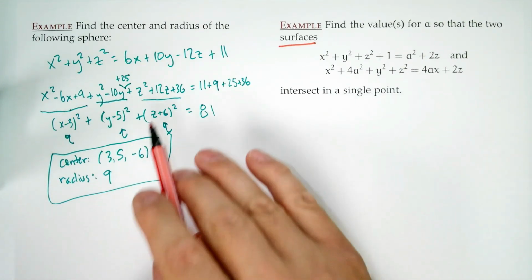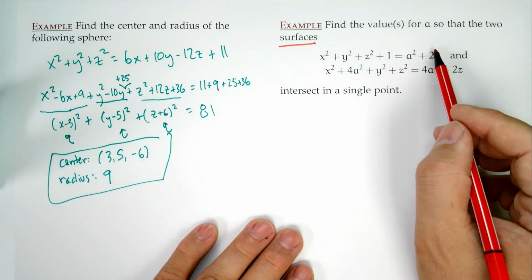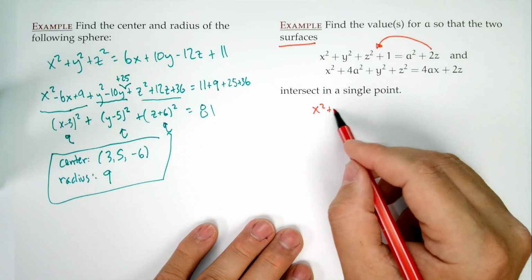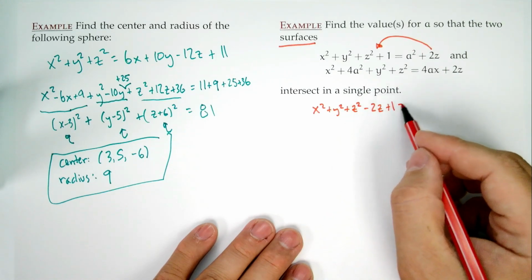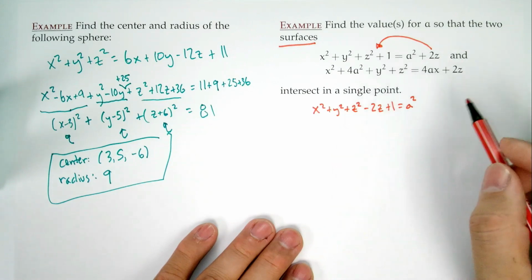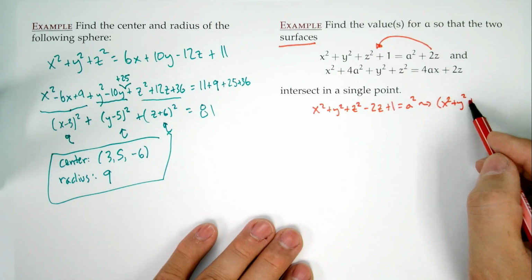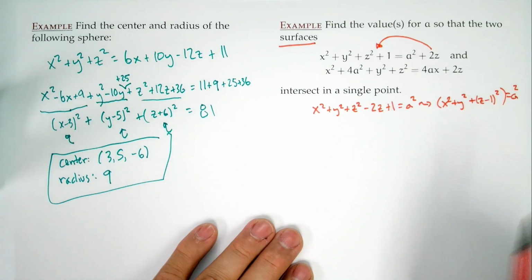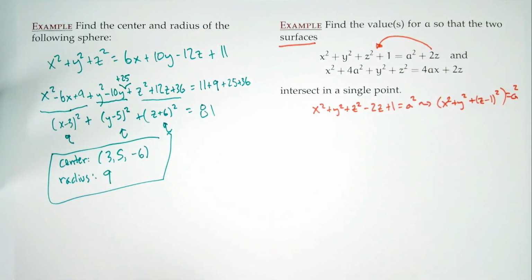Well, we do the same thing we just did. So for the first one, what can we do? Well, we'll take the 2z and move it over. And what do we get? We get x squared plus y squared plus z squared minus 2z plus 1 equals a squared. Well, that's x squared plus y squared plus z minus 1 squared equals a squared. All right, so good.